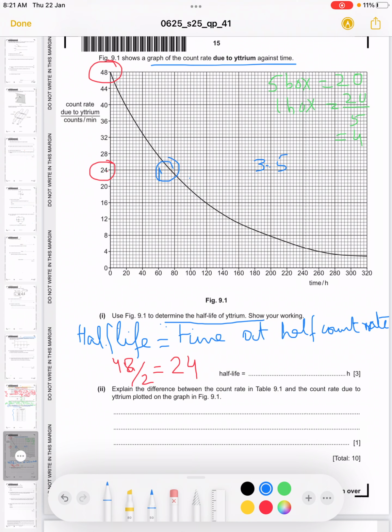These are 3.5 boxes after 60, right? So you can multiply them with 4 because 1 box is 4. 3.5 times 4 is 14, and we will add it to 60. 60 plus 14 will give you 74. So the answer must be 74 hours, right?